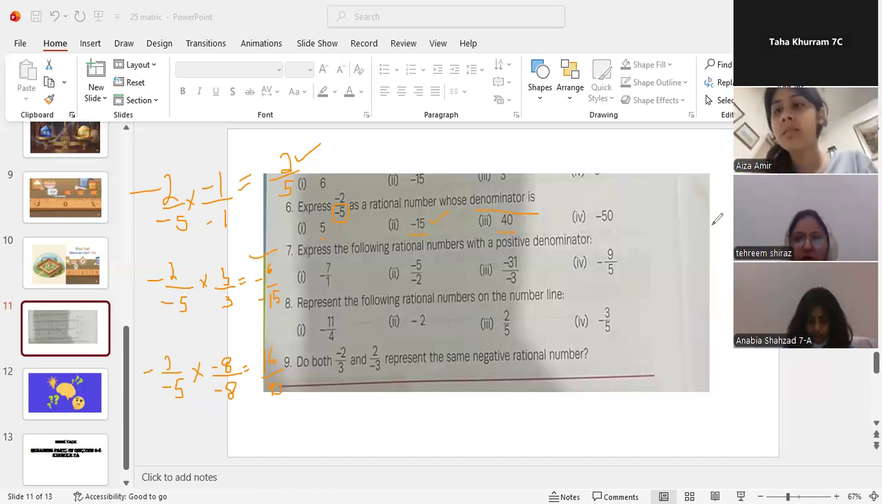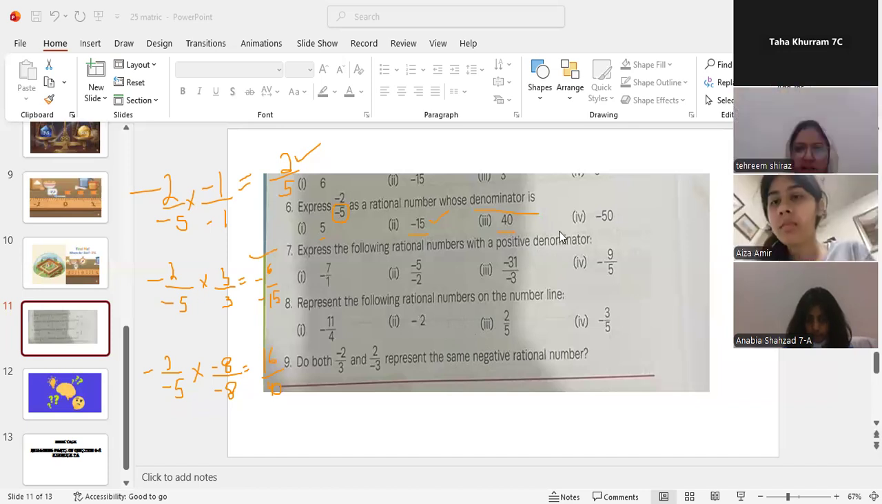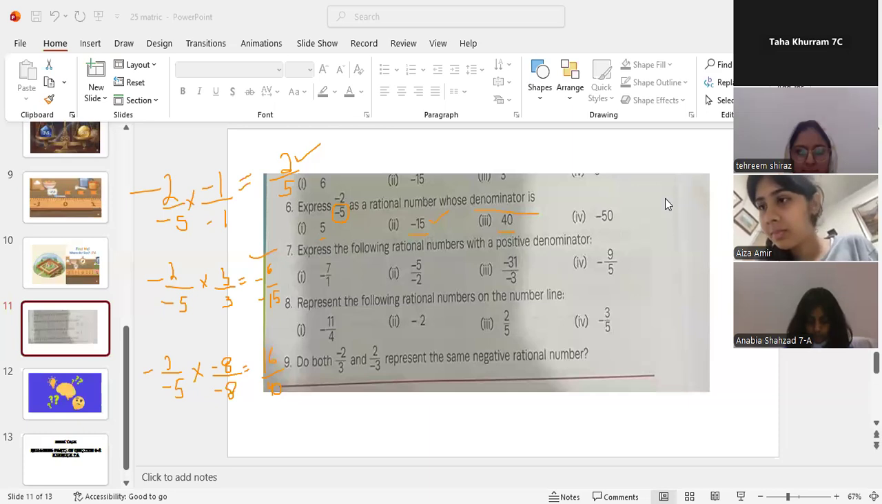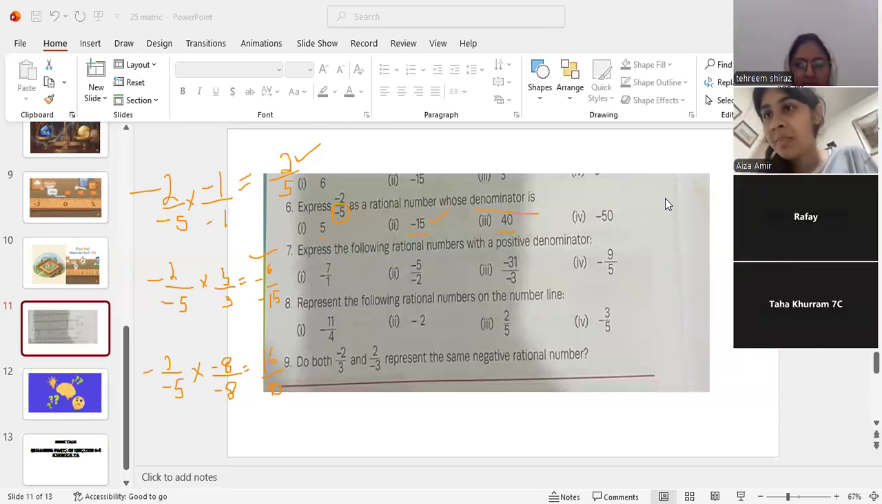Okay. Now the next is you have to make the denominator minus 50. Yes, Taha, is there any other question? Taha, any other question?